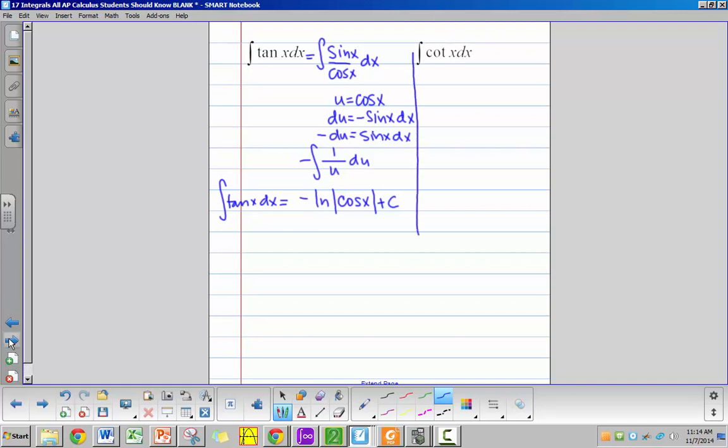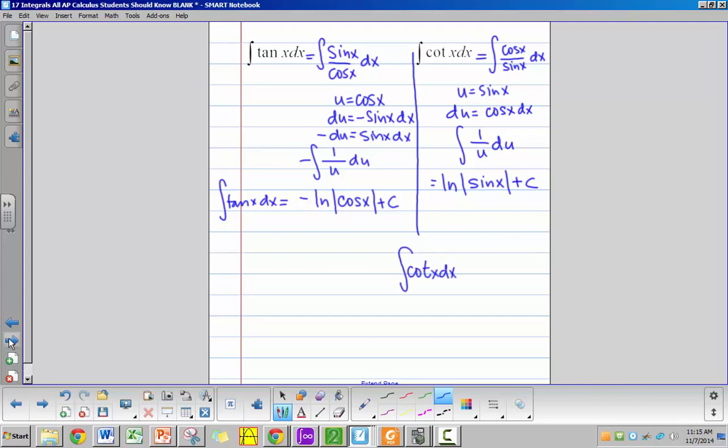All right, next one, cotangent. We do it similarly. We're going to change that to cosine x over sine x dx, and then we're going to let u equal the denominator again, but that is now sine x, and du is going to be cosine x dx, which is straight substitution, so we get the integral of 1 over u du, no negative this time, and that's equal to the natural log of the absolute value of u, but u is sine x plus c. So the integral of cotangent x dx is equal to the natural log of the absolute value of sine x plus c.